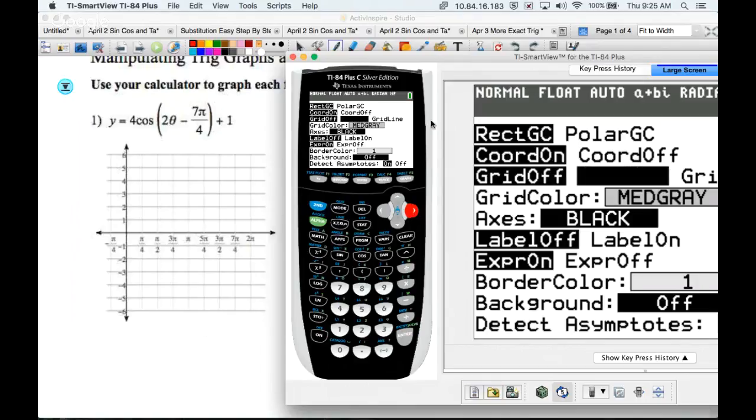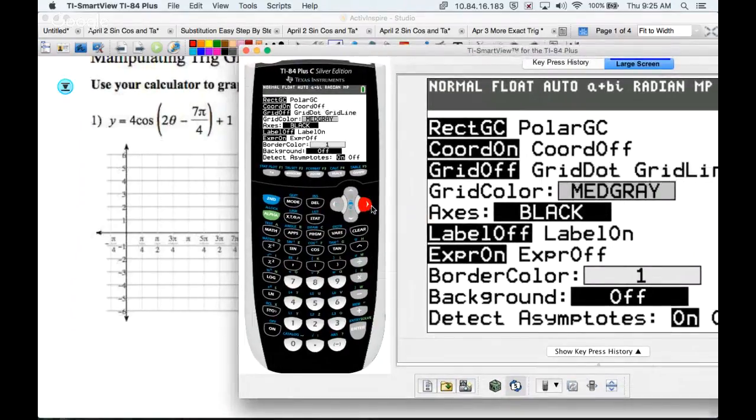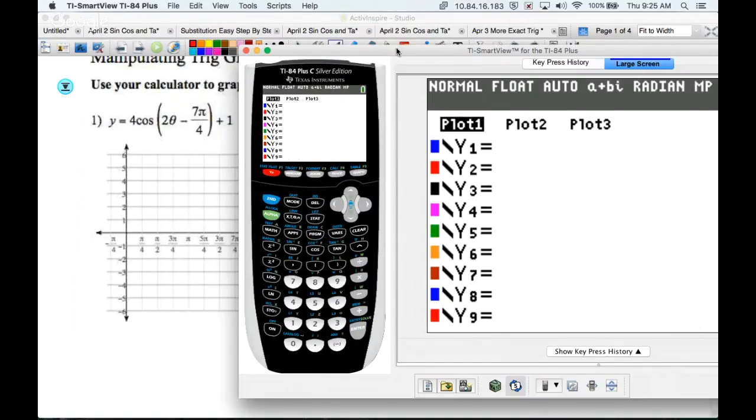And you've got some options. We've got grid dot and grid line. Either's fine. I'm going to go with grid line. Some of the older calculators only give you that option. All right, now we're ready to plug this in.